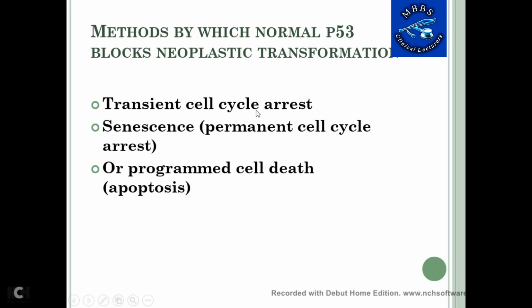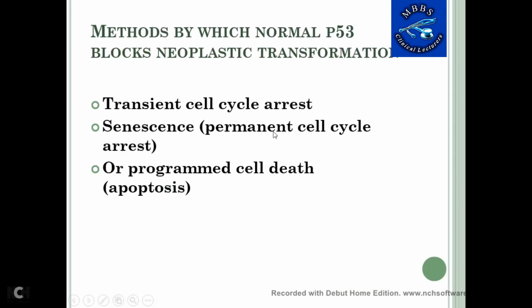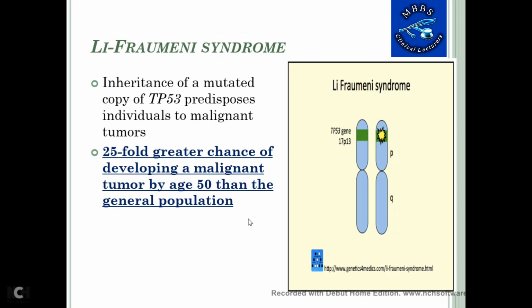Now, P53 can cause transient cell arrest, as I just explained in this picture, that it causes transient cell arrest and DNA repair. It can also cause senescence, that is a permanent cell arrest, or it can cause apoptosis. These are the three very important functions of P53 that you should know all the time when you are dealing with the neoplasia chapter.